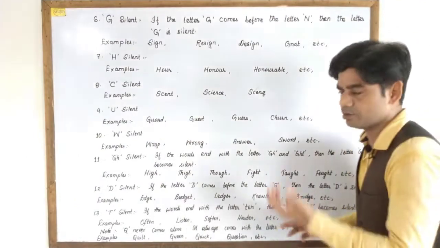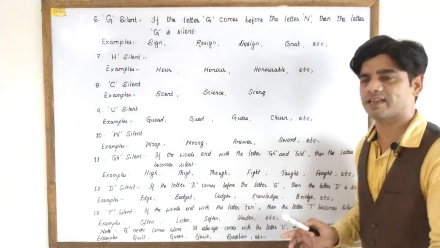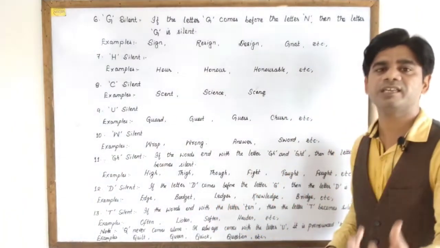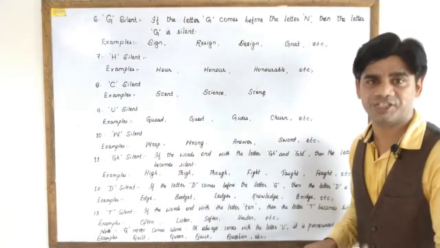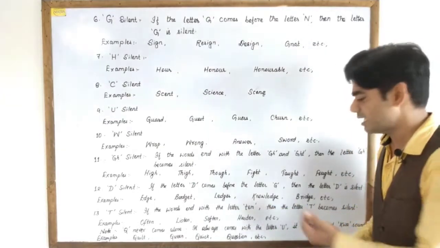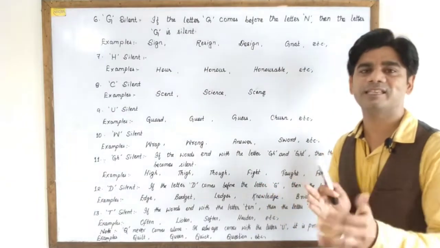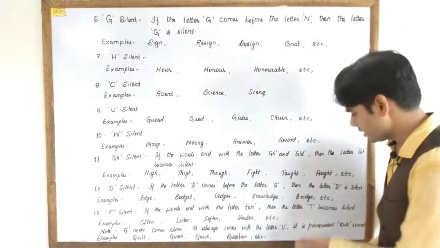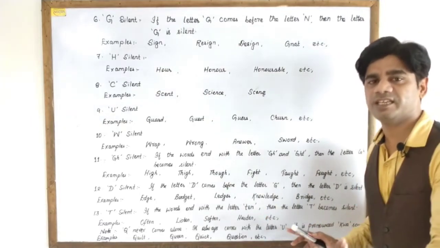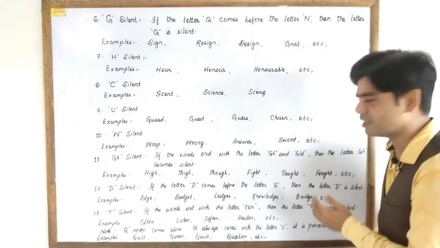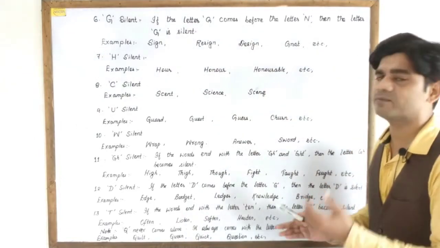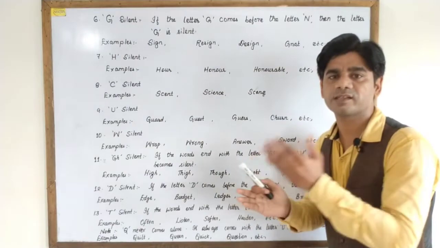Now another example we have is B-U-D-G-E-T, budget. So again D is becoming silent. Now the third example we have is L-E-D-G-E-R, ledger. Now another example we have is K-N-O-W-L-E-D-G-E, knowledge. And another example we have is B-R-I-D-G-E, bridge. So in each word you can see that there is a letter D and it comes before the letter G, and if the letter D comes before the letter G, then the letter D becomes silent.